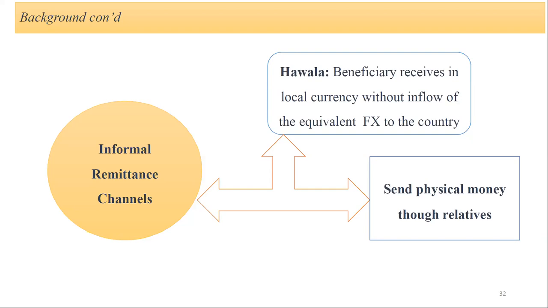The second one is the physical sending of money through relatives, and there is an illegal parallel market in Ethiopia. When somebody sends physical money, the forex, to Ethiopia through relatives, they just use these informal markets to convert it to the local currency.